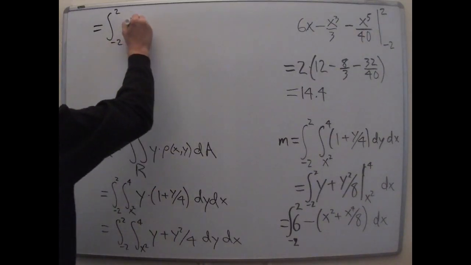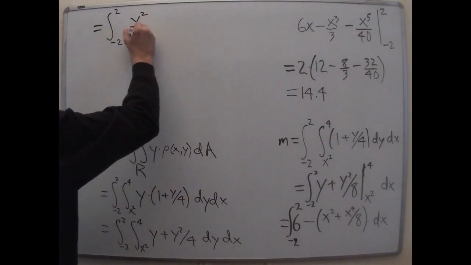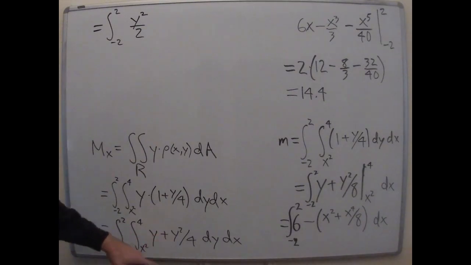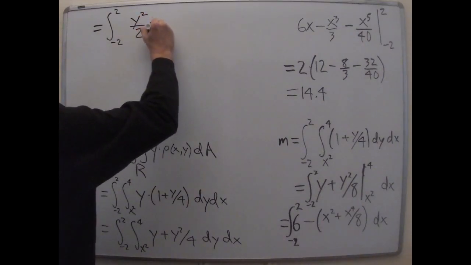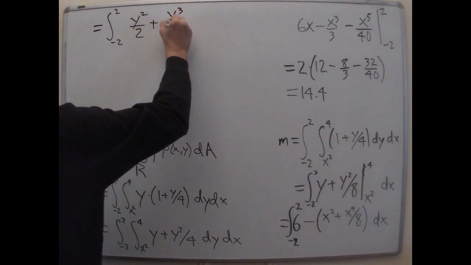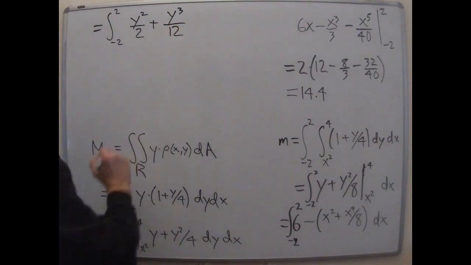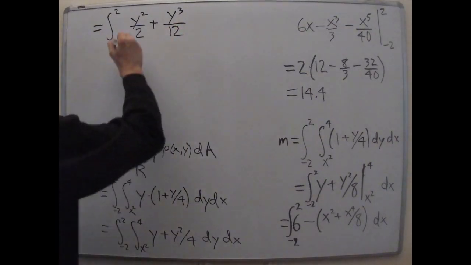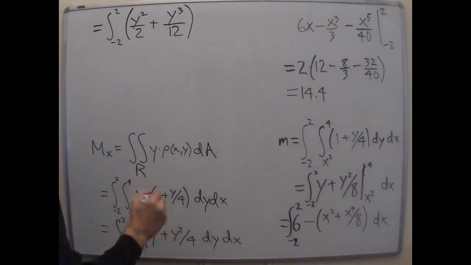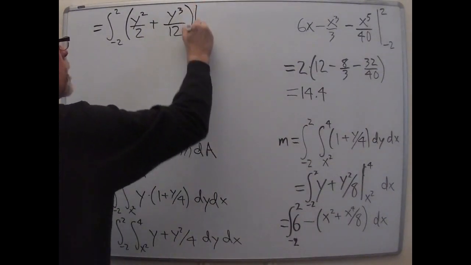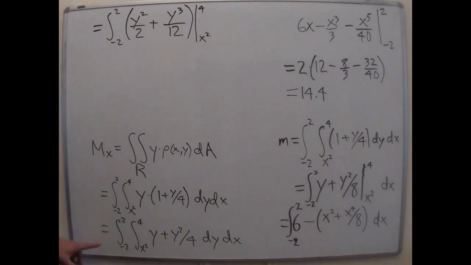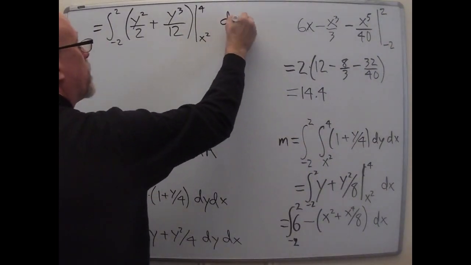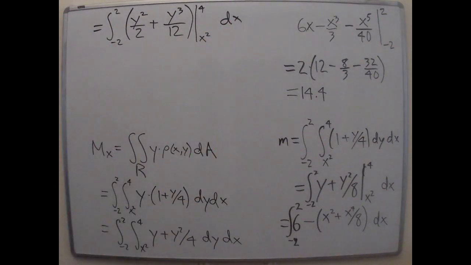Y turns into y squared over 2. Y squared turns into y cubed over 3. It's already over 4, so that's y cubed over 12. We need to evaluate that from x squared to 4. And then we still need a dx on the end because we haven't done the outer integral yet.